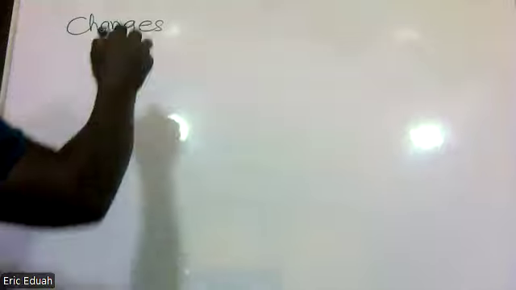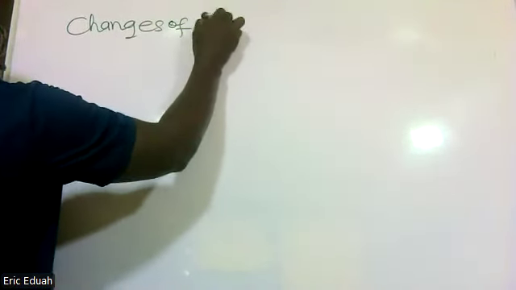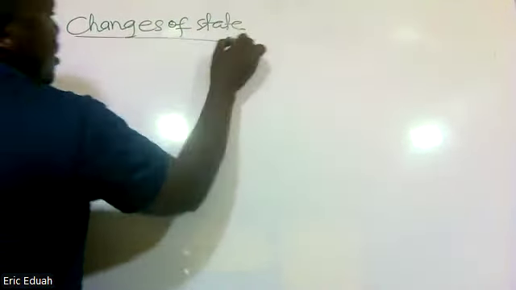So change of state. Yesterday we went through different processes where one state can change to another. And we talked about fusion or melting. Now, every change of state occurs at a constant temperature. What do I mean by this?